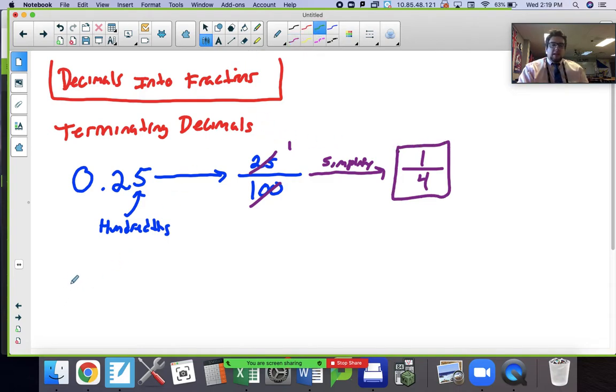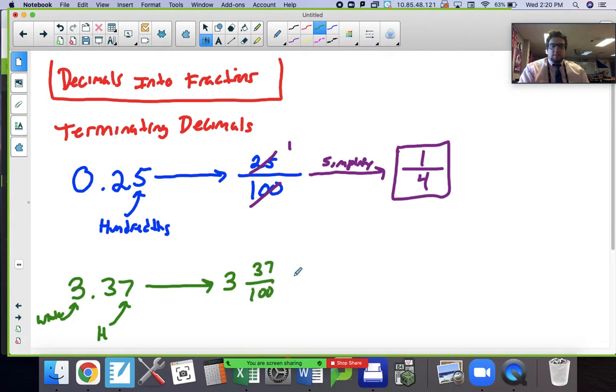If we have a decimal like 3.37, the 3, that's a whole number. So when we write our fraction, we still have that 3 whole number for our mixed number. We look at the place value for our decimal. That's once again the hundredths. And we get 37 over 100. We look to simplify. Nothing goes into 37. So nothing the same goes into 37 and 100. And so our fraction is done right here.